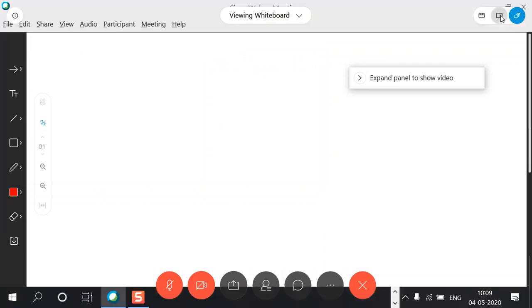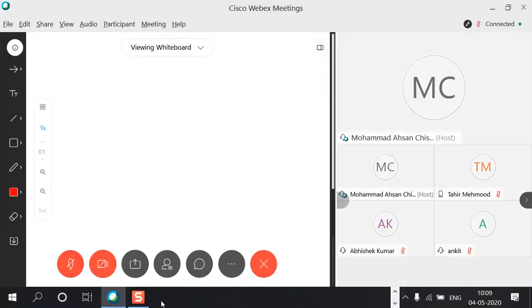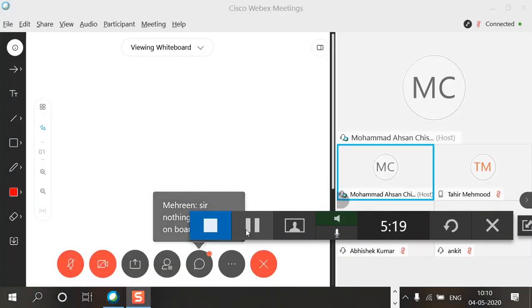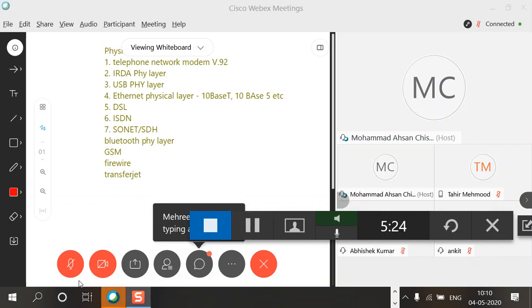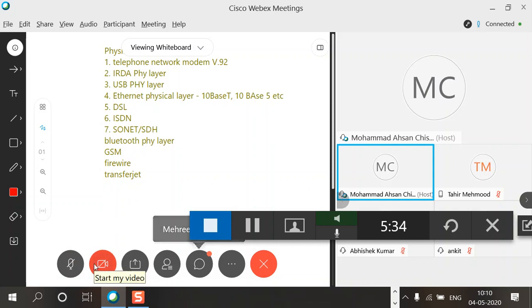So other things also, like for example, Bluetooth physical layer, GSM. Very nothing is visible. How about you, Ramanan? It might take some time to get displayed. So whatever is displayed, is it clear? Okay, fine. So these are some of the examples.